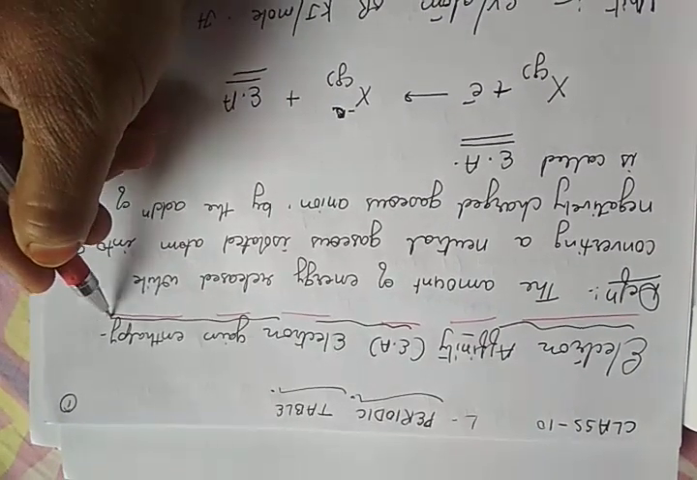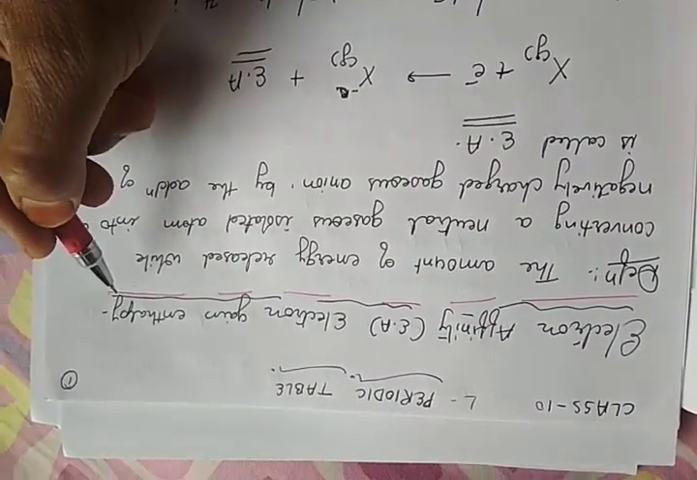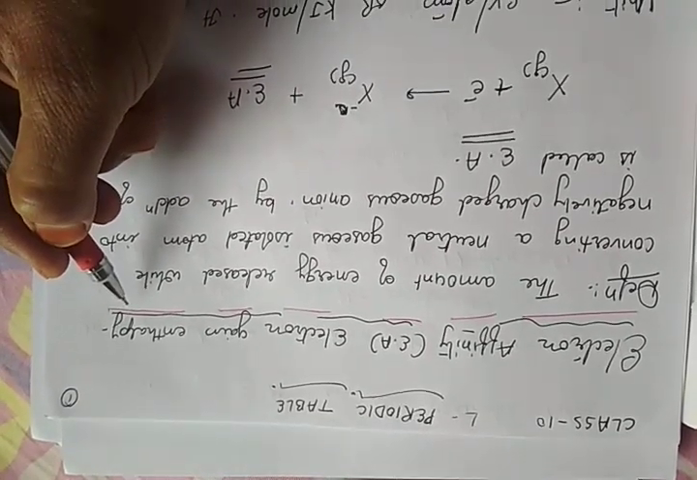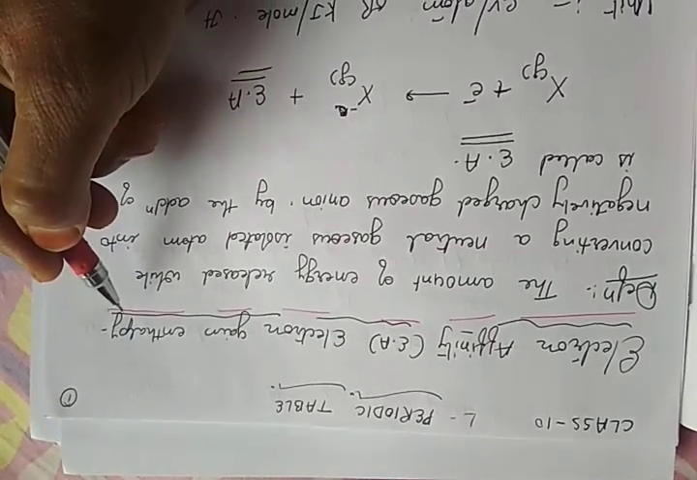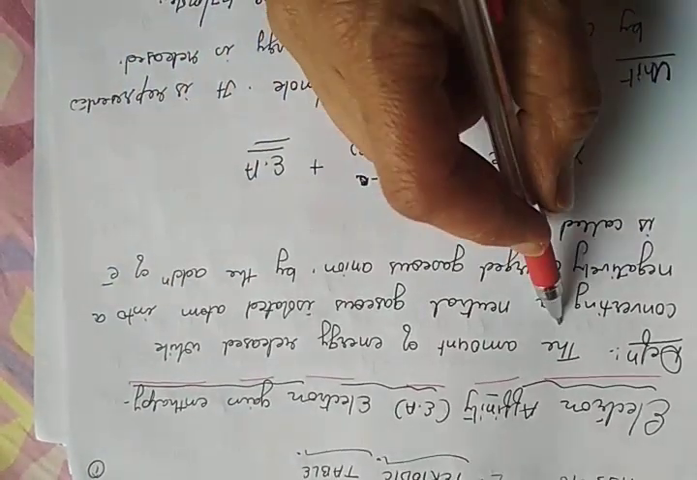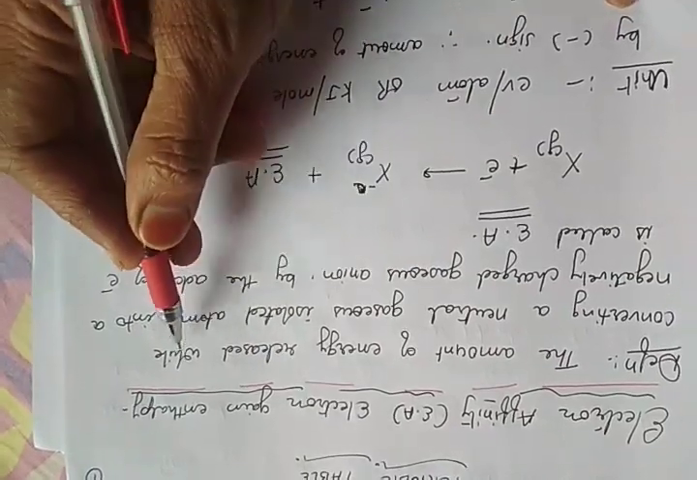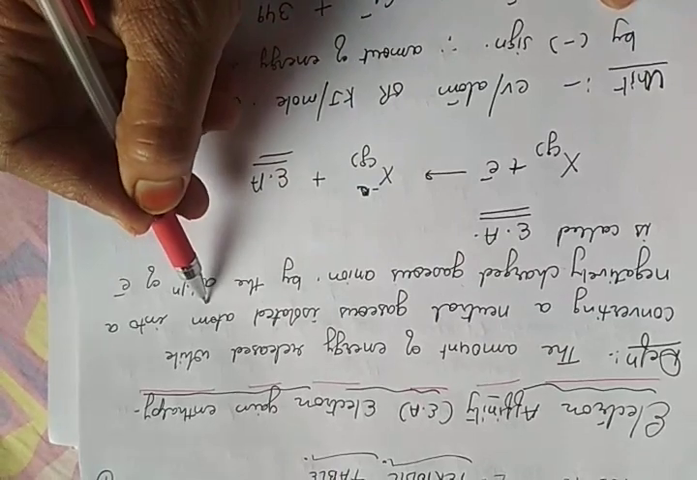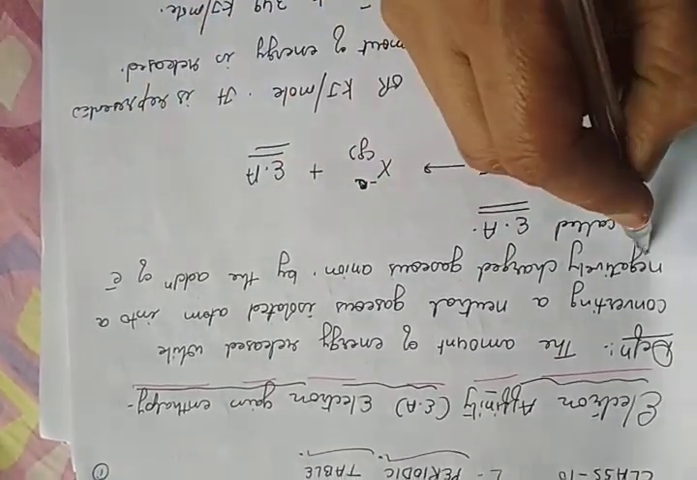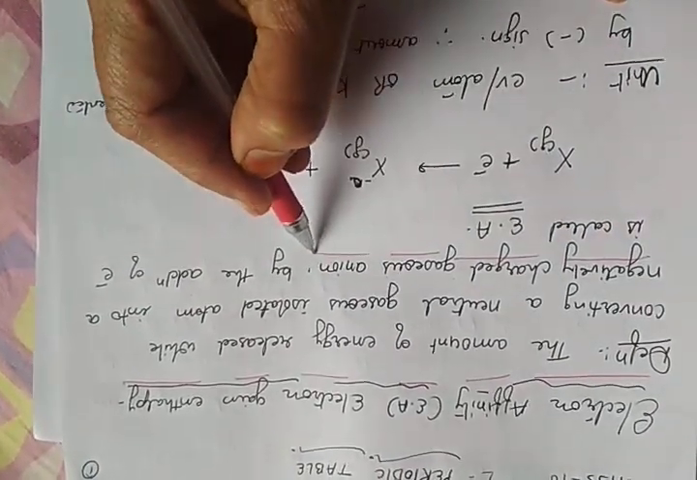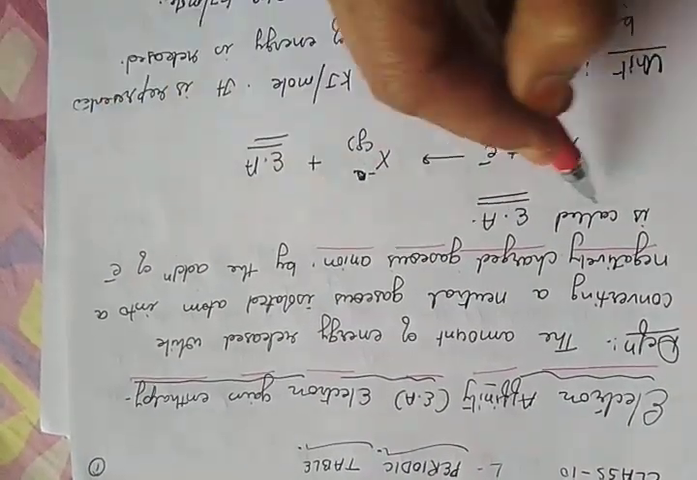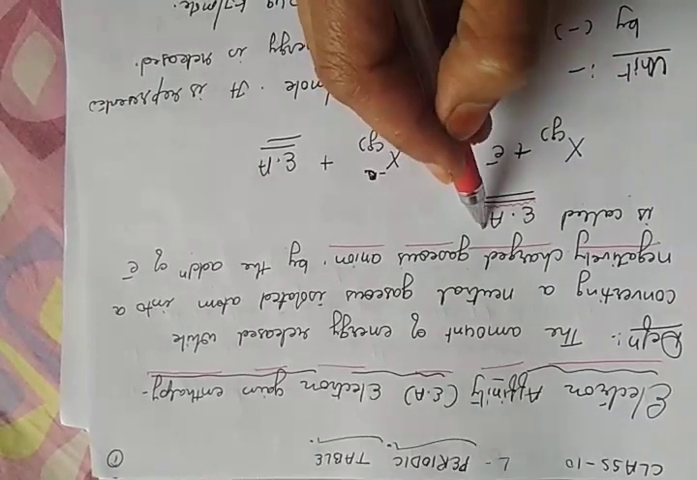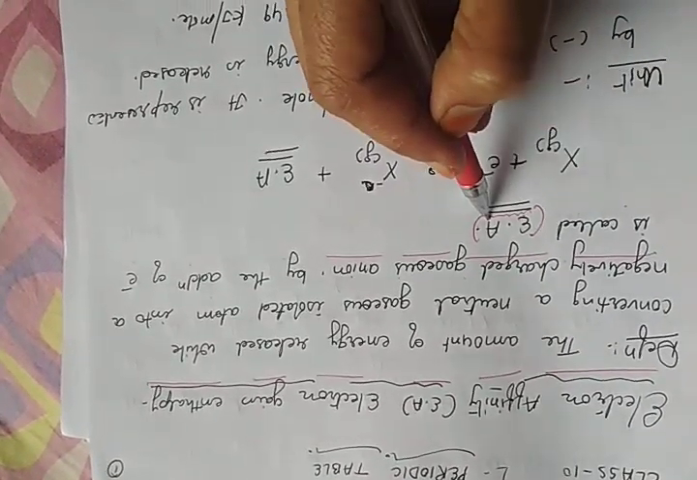So when they accept the electron, they form a stable anion. There will be an amount of energy released. That energy is known as electron affinity. In a proper way, how can we define that? The amount of energy released while converting a neutral isolated gaseous atom into a negatively charged gaseous anion by the addition of an electron. That amount of energy is called electron affinity. In short, we can write it as EA.